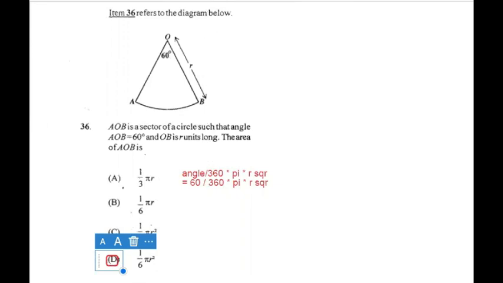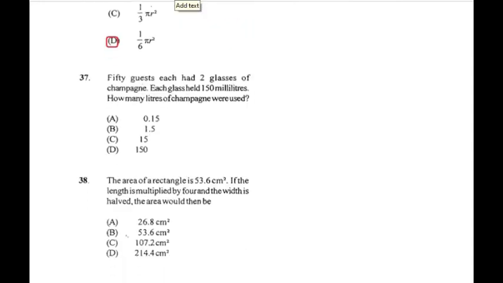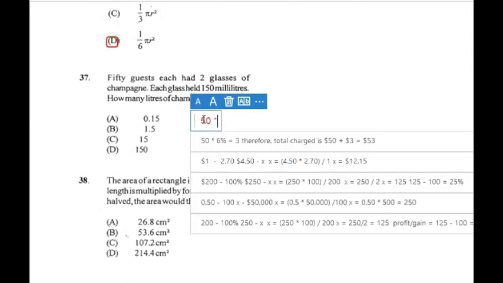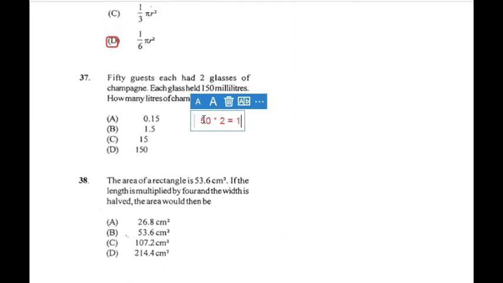So guys, always remember that the r is squared. Sometimes persons tend to make a mistake and put B as the answer, but remember that the r in the equation is squared. So 37, 50 guests each had 2 glasses of champagne. Each glass held 150 milliliters. How many liters of champagne were used? So it's 50 guests and they all had 2 glasses. So that means 100 glasses of champagne were served at this function.